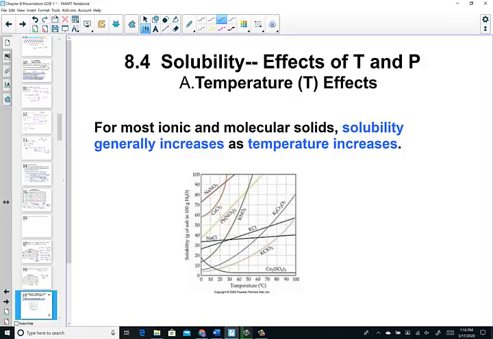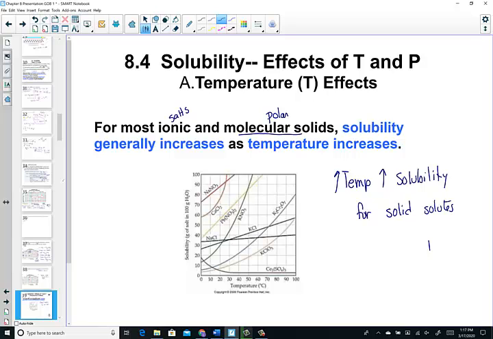Okay, I'm back. Let's take a quick peek at how temperature and pressure affect solubility. For most ionic and molecular solids, and molecular solids still have to be polar for this to form a solution, ionic compounds we commonly call salts. Molecular compounds are polar compounds. As we warm up a solution, solubility generally increases. With increasing temperature, solubility will also increase generally for solid solutes.